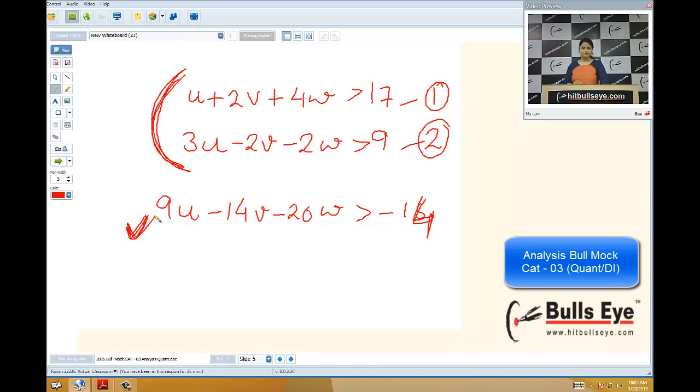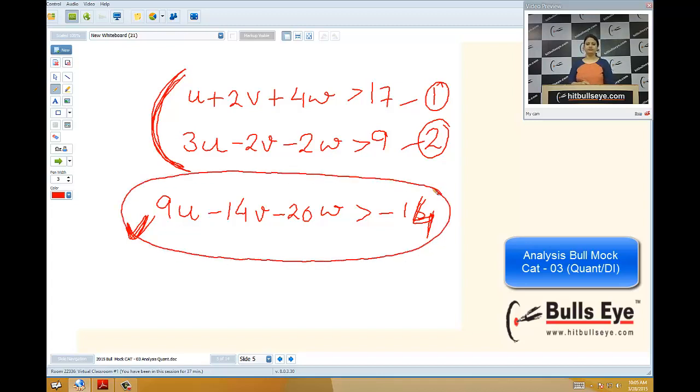First of all, this is data sufficiency. Whenever you have a data sufficiency question, always take individual statements first. I'm taking statement 1. By using statement 1, I cannot answer this question because there can be numerous values of u, v and w for which my required statement can be true or cannot be true. I cannot say anything by statement 1 alone. Similarly, by using statement 2 alone, I cannot say anything.